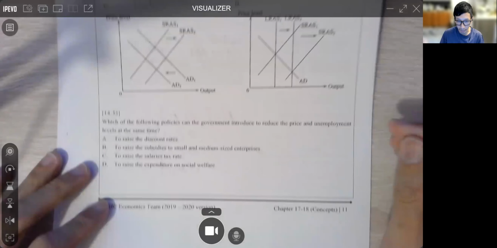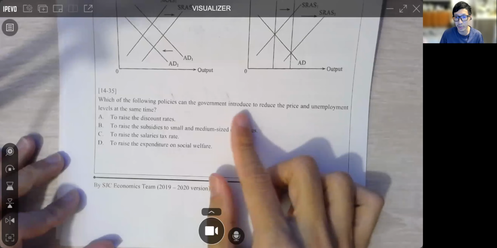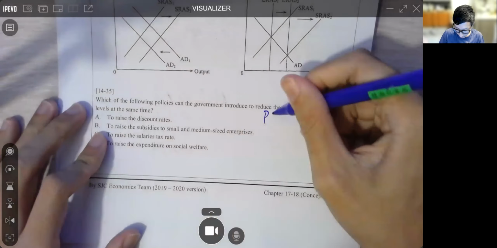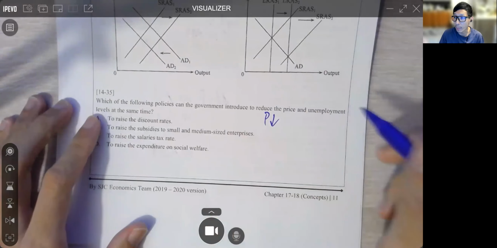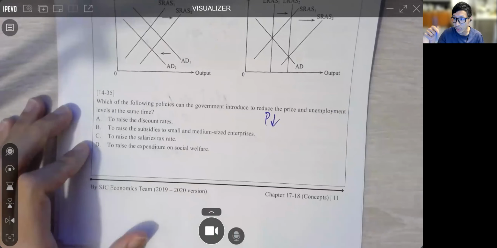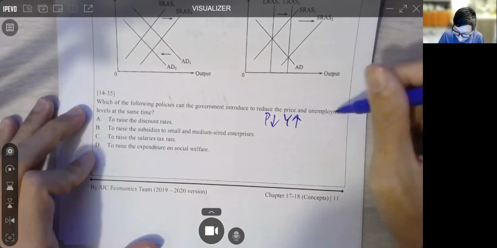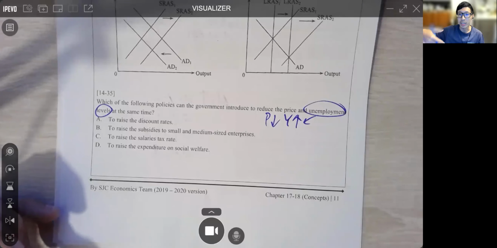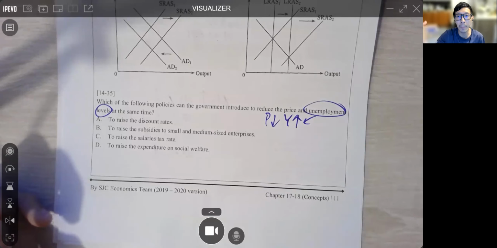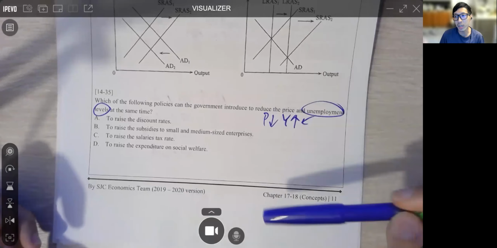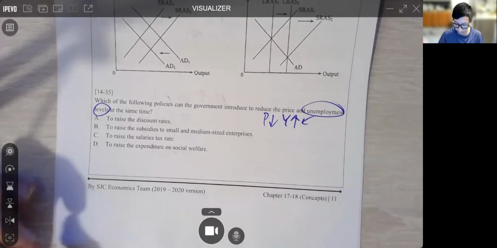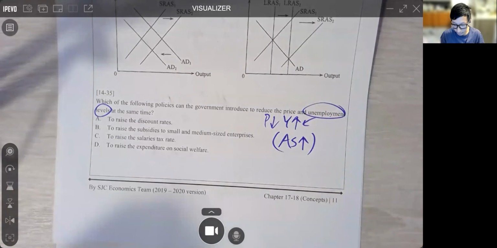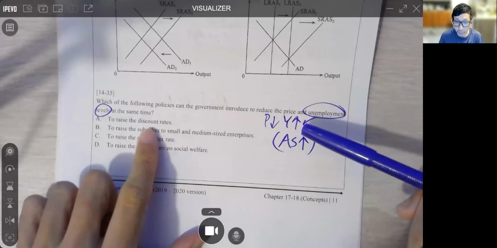好简单啫. 好，第二条啦. Now, which of the following policies can the government introduce to reduce the price and unemployment level at the same time? 又要 price level 跌，又要 unemployment level 跌. 咩叫 unemployment level 跌啊? Unemployment level needs to decrease, meaning Y needs to increase. 点解啊? More output, so that firms would hire more people to go to work. P 跌 Y 升有边样嘢? I remember, it has to be AS increasing. 一定 AS 嗰边啊，唔係 AD 呢边啊.